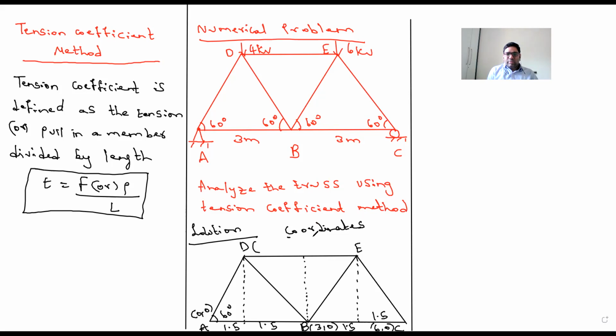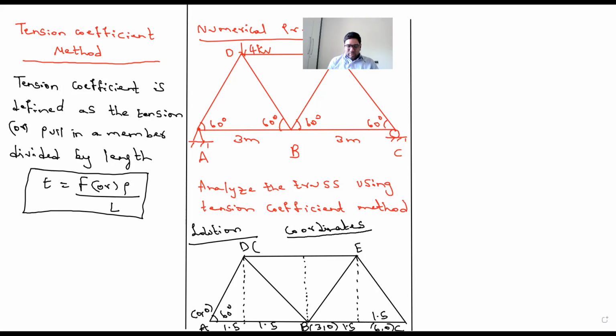So what should be the values for D? Basic mathematical trigonometry. 2.59. Very good. 2.59 or 2.6. So we have A 0 comma 0, and then B, 3 comma 0. Then C, 6 comma 0. Then D, 1.5 comma 2.6.